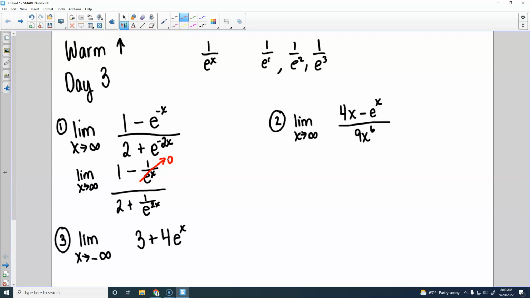1 over x to a power will go to 0. Same thing down here in the denominator. That's also going to go to 0. So if those go to 0, then we're just going to have 1 minus 0 over 2 plus 0, which is 1/2. So we should get 1/2 for this problem.